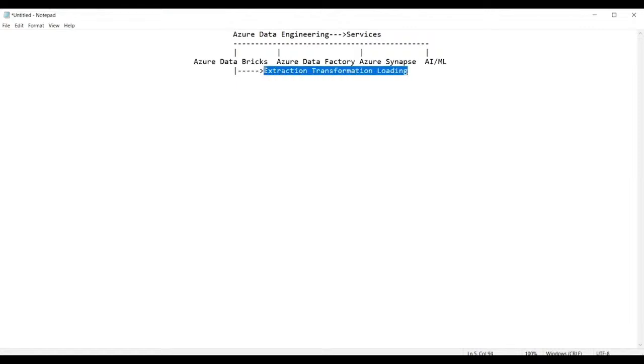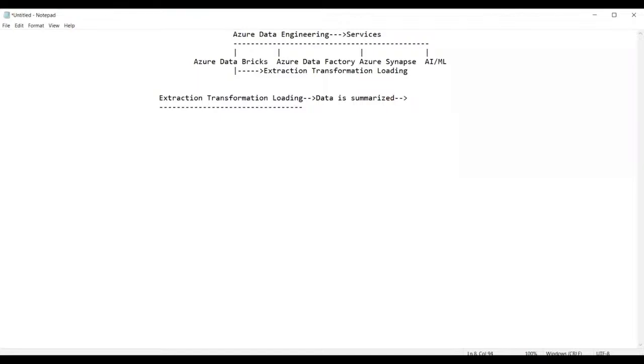Guys, what is this extraction, transformation, and loading? Let us try to understand this first. It is a process where data is summarized, and this summarized data is used for decision making. So what is this process of extraction, transformation, and loading?